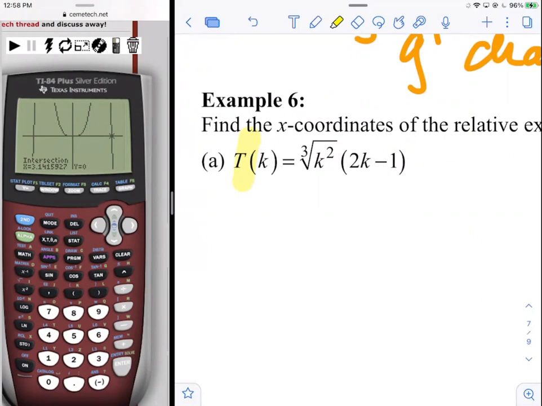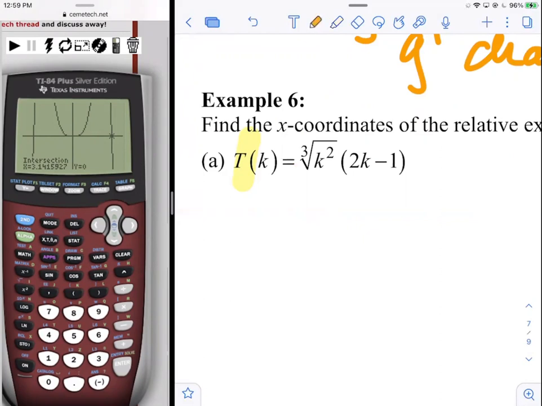Tell me. Talk to me. It's all real numbers. We can't take square roots of a negative, but we have a cube root. Negatives are fine. And we don't have any denominator, or if this were to the negative 1st power, that would be a denominator in disguise, but it's not. So the domain is all real numbers. Now that's good, because if the derivative doesn't have a domain of all real numbers, those will be critical values.